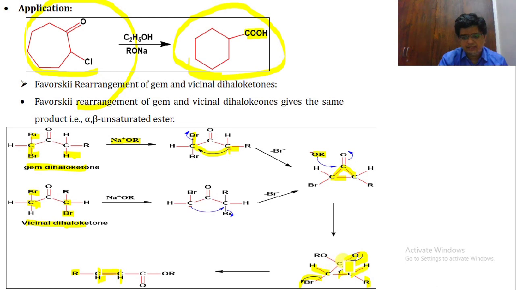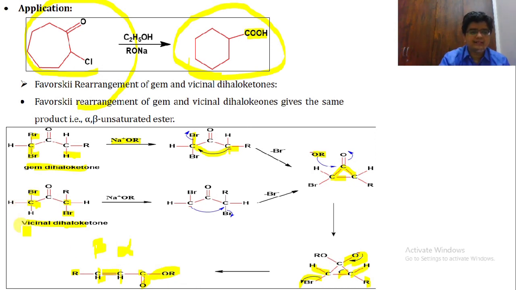So now this is a C double bond O and OR. So this is our C double bond O and OR. So here we are producing an alpha and beta unsaturated ester compound. So this is our alpha beta unsaturated ester compound.